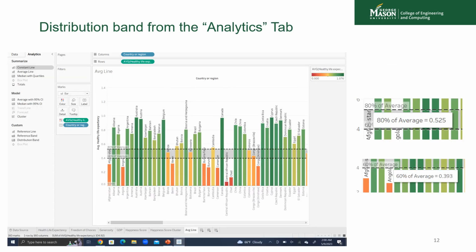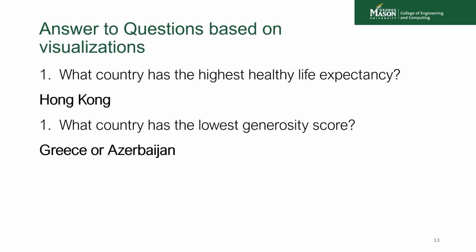And I made a distribution band from the analytics tab, basically based off the healthy life expectancy. I made sure it was a dotted line. And to answer all my questions, which country has the highest healthy life expectancy? It is Hong Kong. And which one has the lowest generosity score? It's Greece or Azerbaijan.